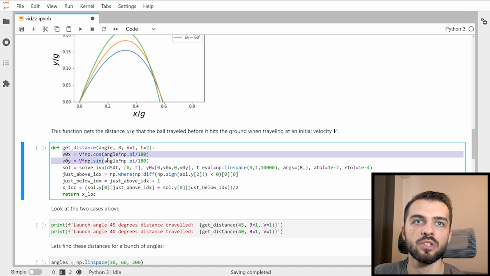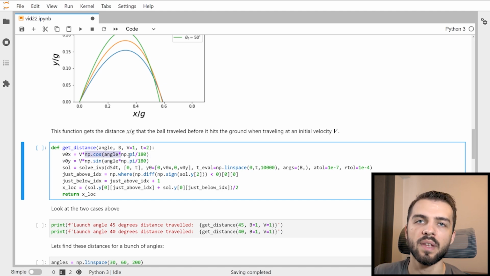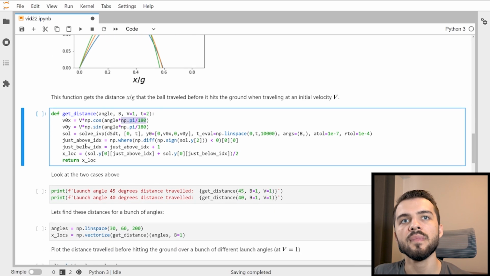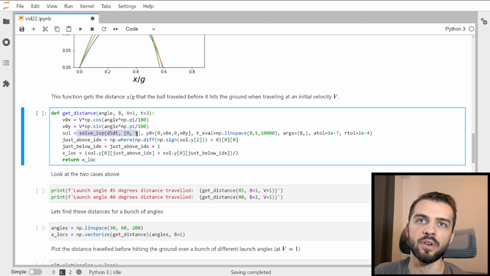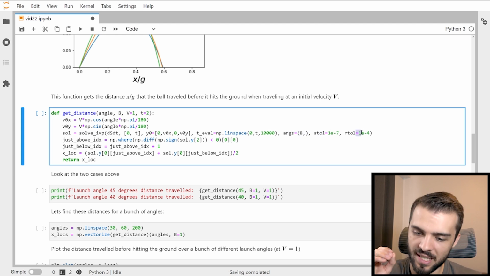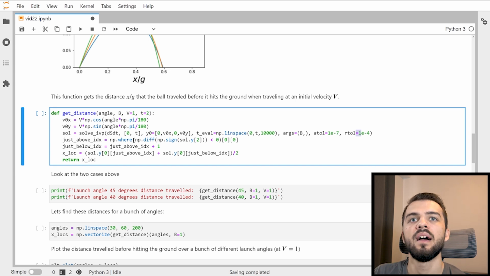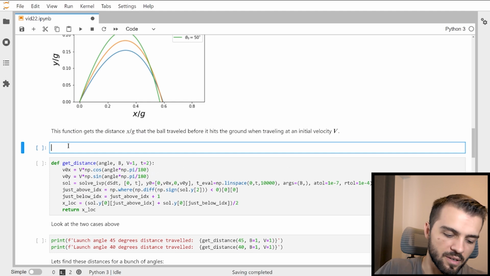So I specify my initial vx and vy components, just using the angle, and then of course converting it to radians for the function. I solve the differential equation like I did before with the initial velocities and starting at the origin. I solve it for 10,000 times between 0 and, in this case, 2 seconds. Giving the friction as an argument, I set the tolerance really low so that it has to be a very precise solution. And this is where it's a little tricky, and I'll show what I'm doing here above.